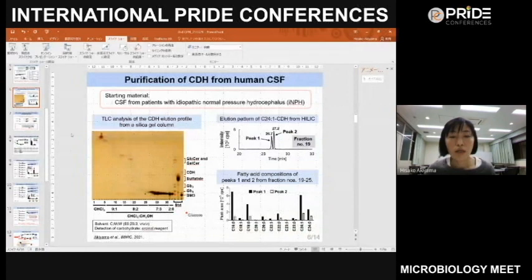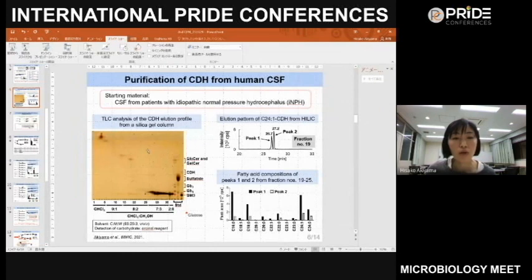In our study, for CDH purification, we chose CSF from patients with idiopathic normal pressure hydrocephalus. In this disease, CSF abnormally accumulates in the brain, and as a part of treatment, CSF is removed, so we could obtain a large amount of CSF at one time. Lipid extracts from CSF were subjected to normal phase chromatography using a chloroform-methanol gradient.